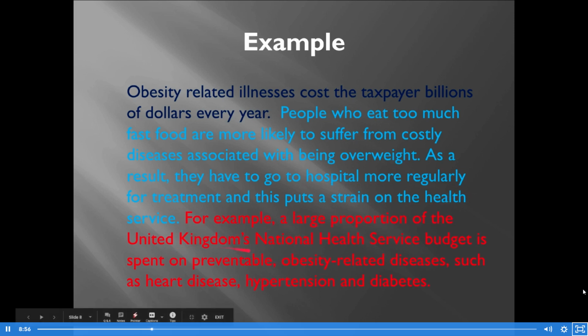For example, a large proportion of the United Kingdom's National Health Service budget is spent on preventable obesity-related diseases, such as heart disease, hypertension, and diabetes.